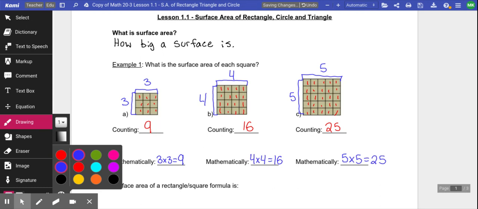We won't have many questions anymore where you get to do the counting, like this, being able to count the blocks. It's not really going to happen anymore. Basically, it's always going to be length times width.